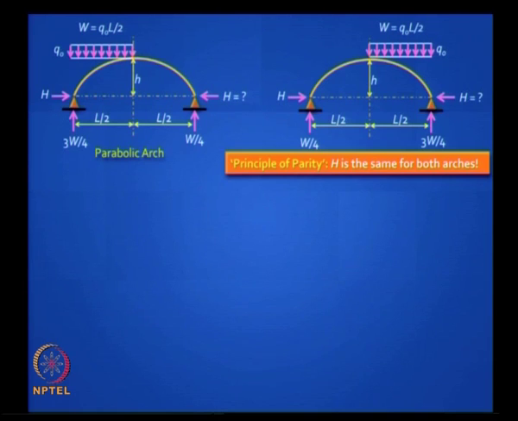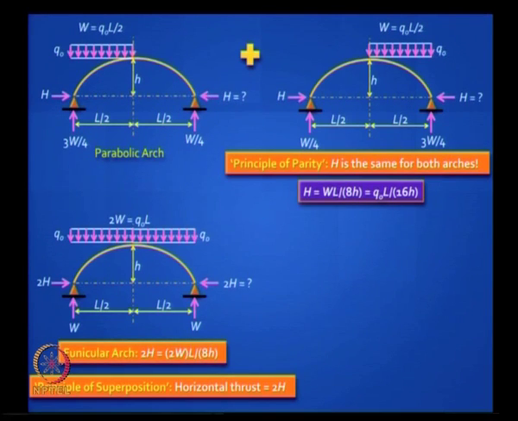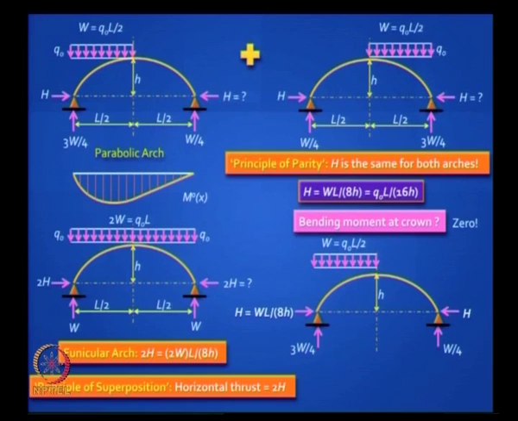And how do you get the horizontal thrust in any one of these arches? It will be equal to half that value. So when you put them all together, you get 2h, and you can easily work this out. If you go one step further, once you know H, it is statically determinate. You can draw the bending moment diagram and shear force diagram for this structure.